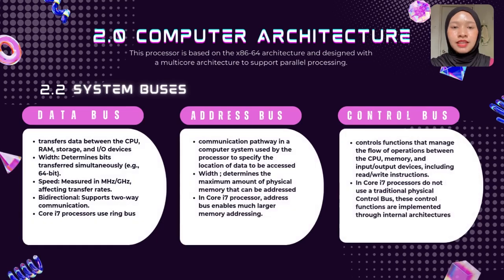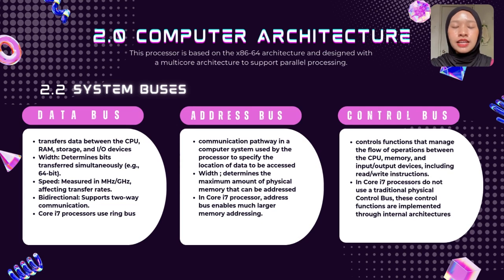Next, system bus. First, the data bus. The data bus moves data between the CPU, RAM, storage, and input/output. First, it has a width. Width determines the bits transferred simultaneously, for example 64 bits. Second, speed, which is measured in MHz, and the last is bidirectional, supporting two-way communication. Talking about modern Core i7, it uses a ring bus for high bandwidth and low latency, unlike the old FSB. It enables the CPU to run multitasking for top performance.